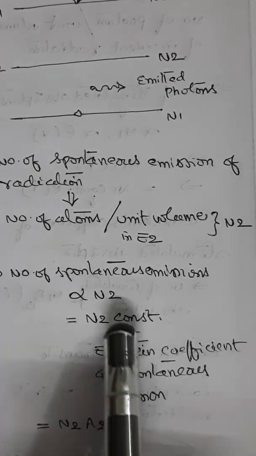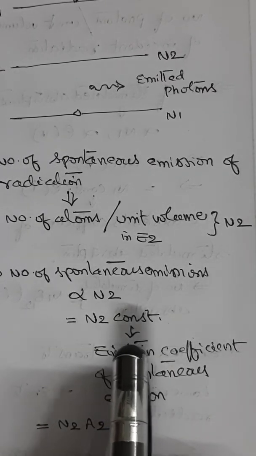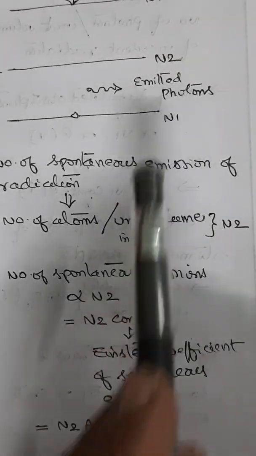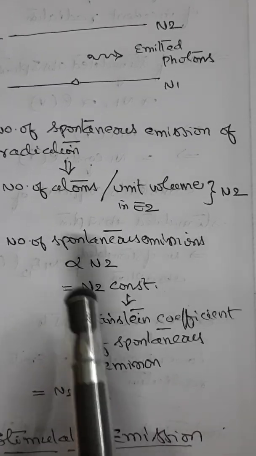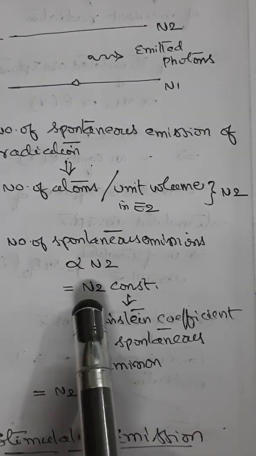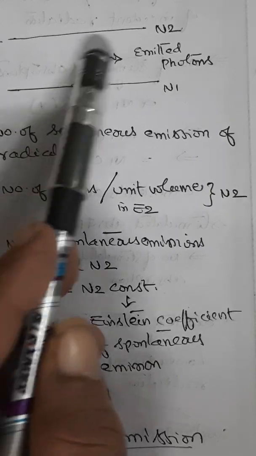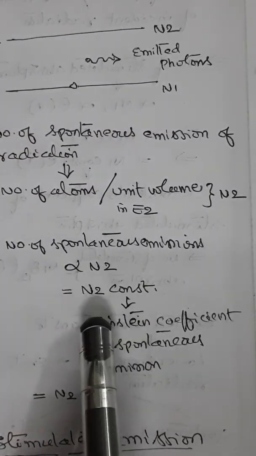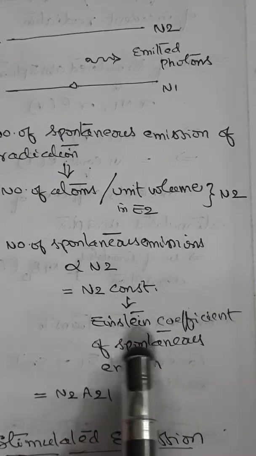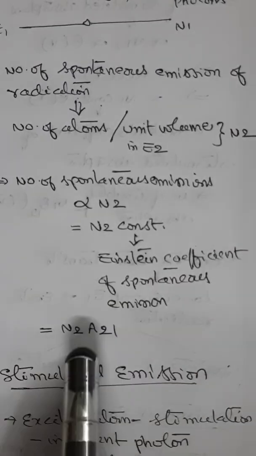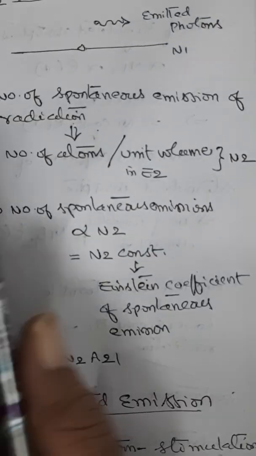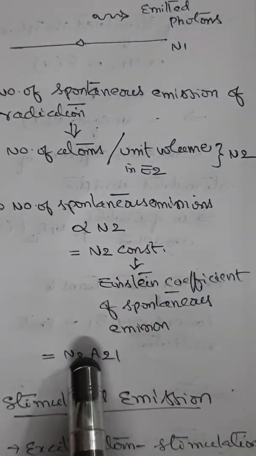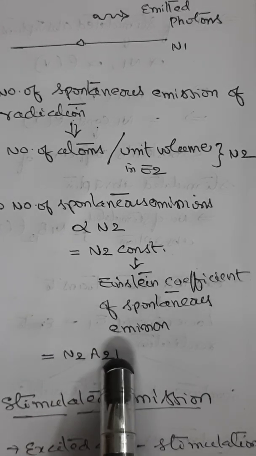And that constant, I told you, is related to Einstein, who has taken two pseudo constants, A and B, with respect to energy levels 1 and 2. Therefore, that constant is the Einstein coefficient. This is coming because of spontaneous emission. Therefore, this constant is known as the Einstein coefficient of spontaneous emission. And because it is coming from second to first, it is termed A21. So the number of spontaneous emissions is N2 into A21.